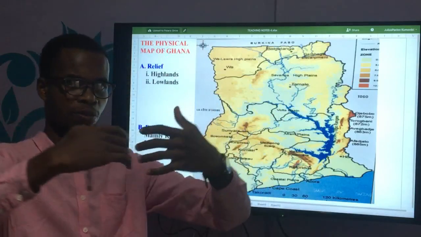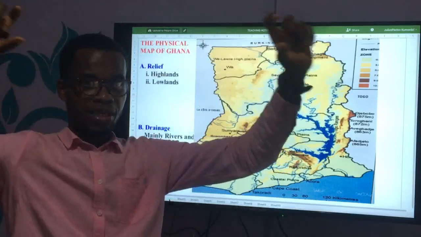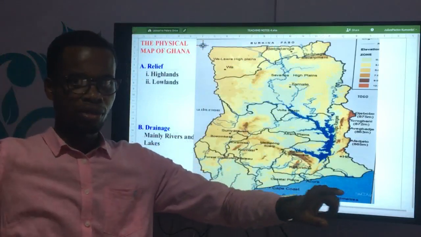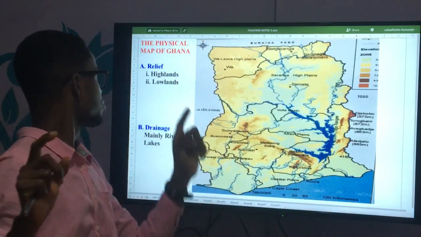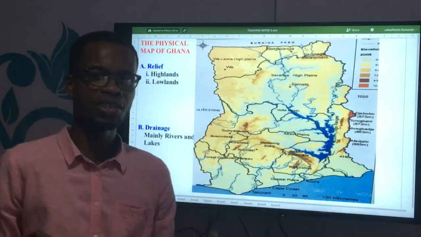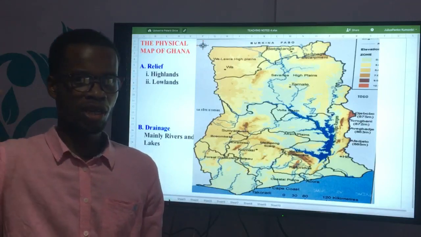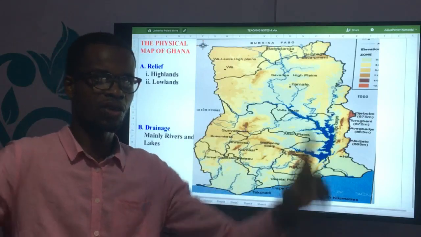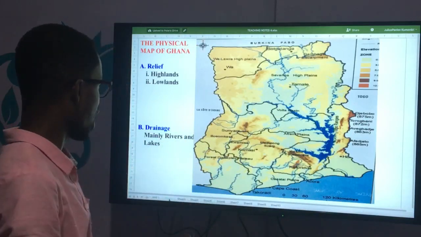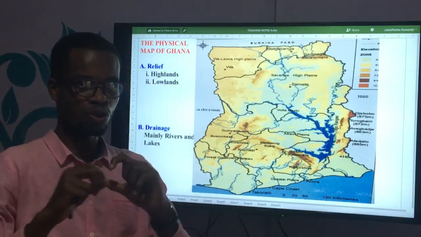So draw your spidergram, a box, put physical map in it, and then draw 2 arrows. Arrow 1, make it relief. Arrow 2, make it drainage. I hope you got that. So relief and drainage, all under physical map. Good. Now we'll further break the relief down into 2 parts.